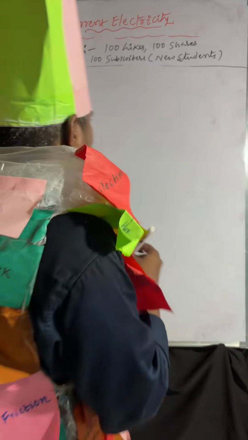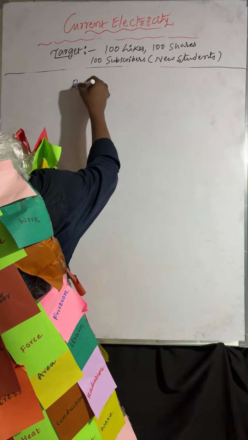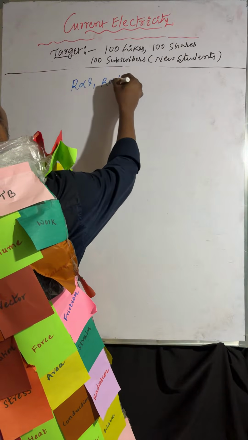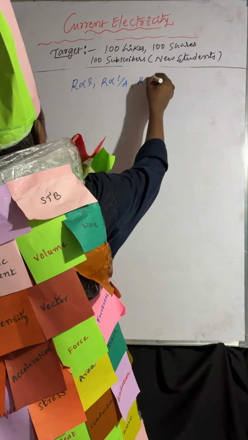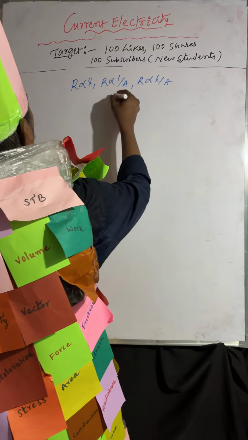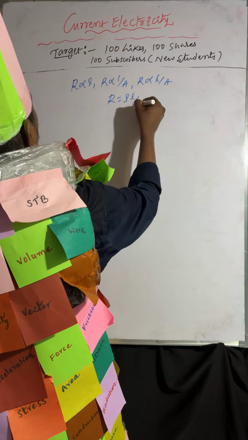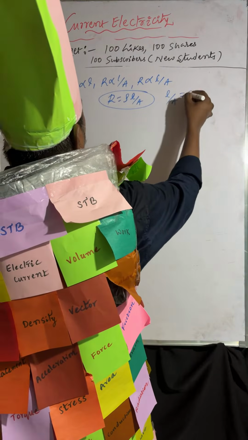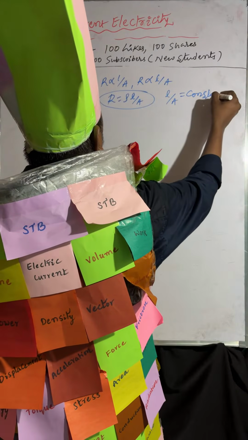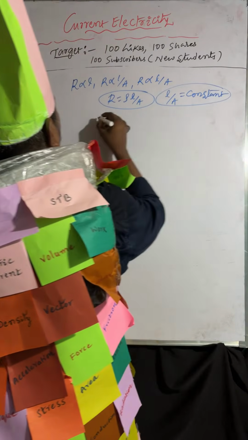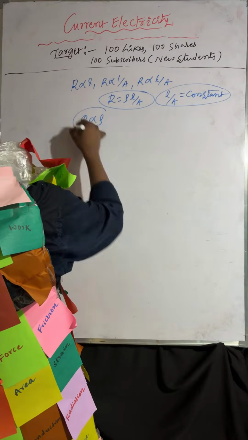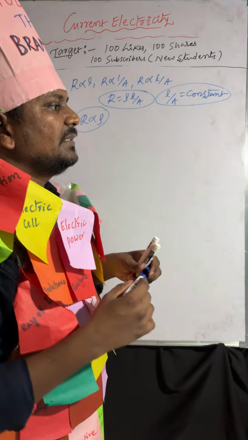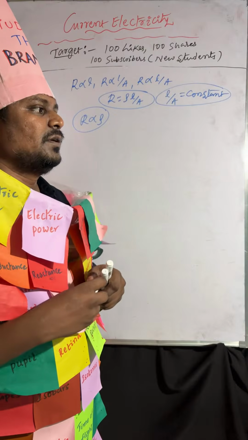So we take R is directly proportional to L, R is inversely proportional to the area of the cross section, R is directly proportional to L by A, R equals rho into L by A. So L by A is constant, then R is directly proportional to rho.